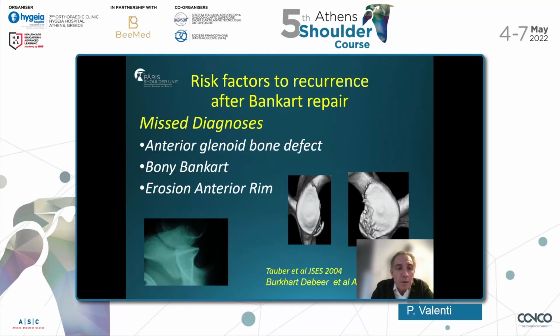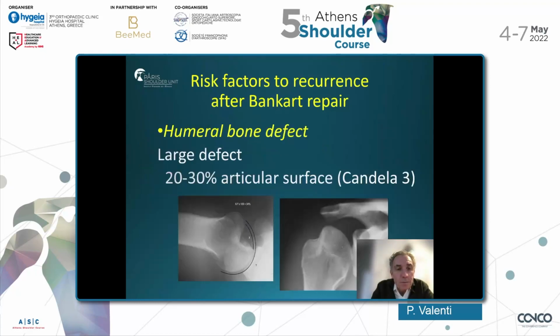So sometimes you didn't do the good diagnosis regarding the bony lesion, and you do a Bankart repair, but you have an anterior glenoid bone defect, you have a bony Bankart, you have an erosion of the anterior rim, and this is a risk factor to recurrence after Bankart procedure. The humeral defect, sometimes is a very large defect, more than 30% of articular surface, and in this situation, even if there is no lesion of the glenoid bone, you have a risk of redislocation after soft tissue repair, Bankart and remplissage.